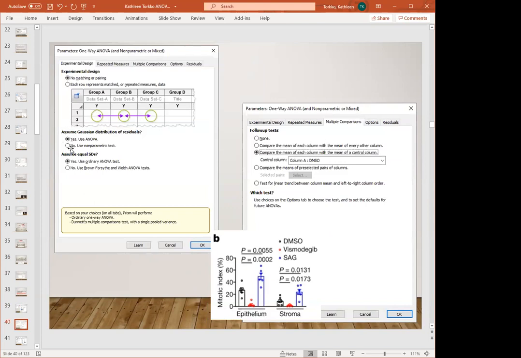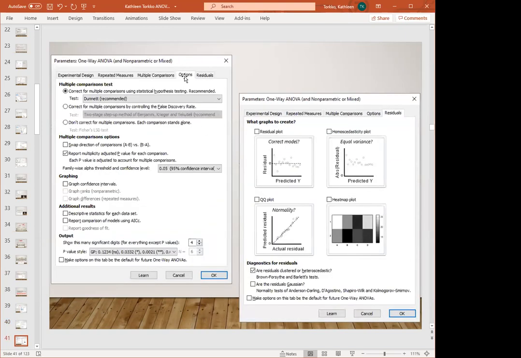Here's where you would check if you want to do the non-parametric test. And we're going to use the ordinary ANOVA, or you do have the adjustment you can use. This would allow you to allow different standard deviations in the data. We're going to assume equal variances now, just the standard ANOVA. For our multiple comparisons, we're going to ask it to compare the mean of each column to the mean of a control column like they did here. We're going to ask it just to compare to the DMSO.